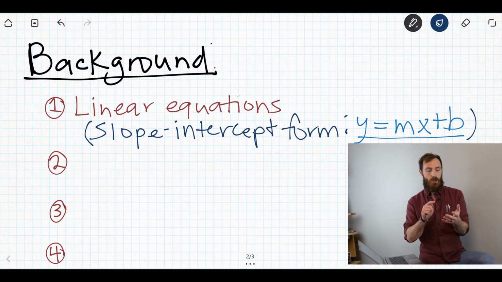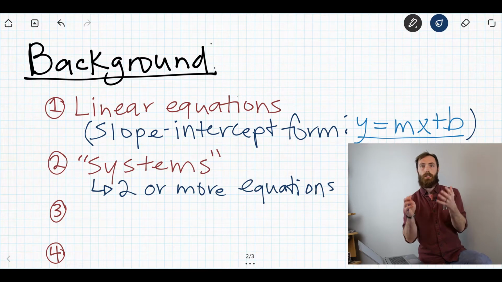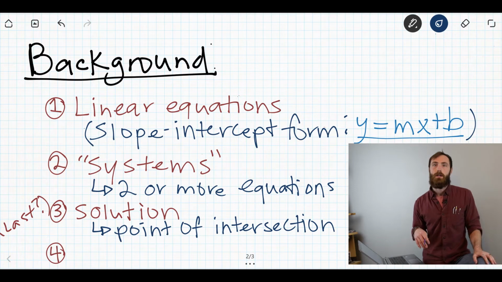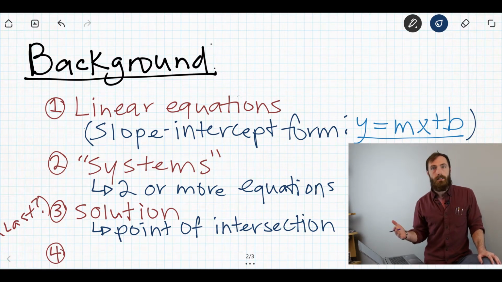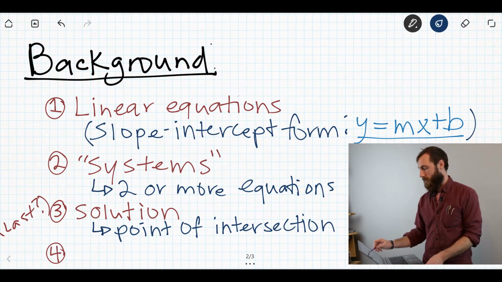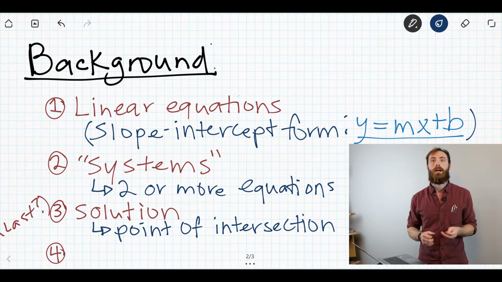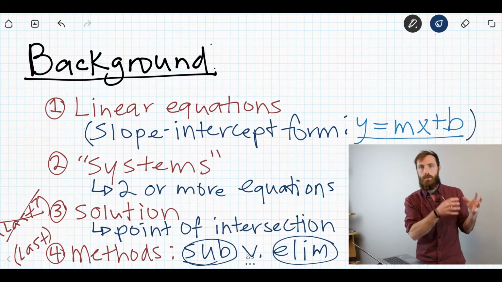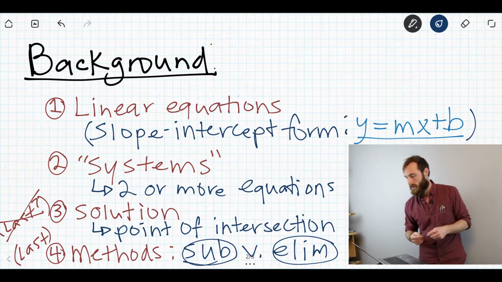What else we might need to know? Basically, systems are telling us we're dealing with 2 or more of those equations on the same graph. The last point that you might need to know is that when we're solving these systems of linear equations, we are finding the point where they intersect each other. So if we have these 2 lines, what point would be on both of those lines? And then we're also going to talk about the 2 most common methods, substitution and elimination. Got it? Okay.